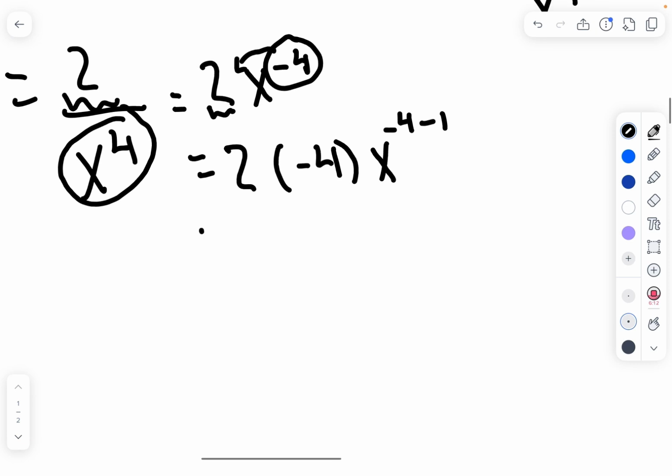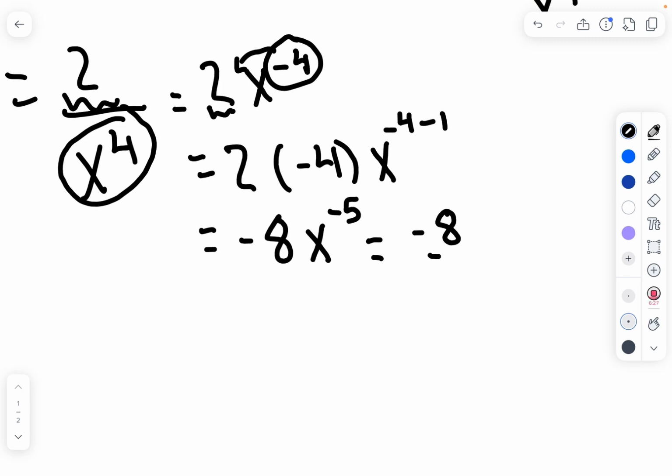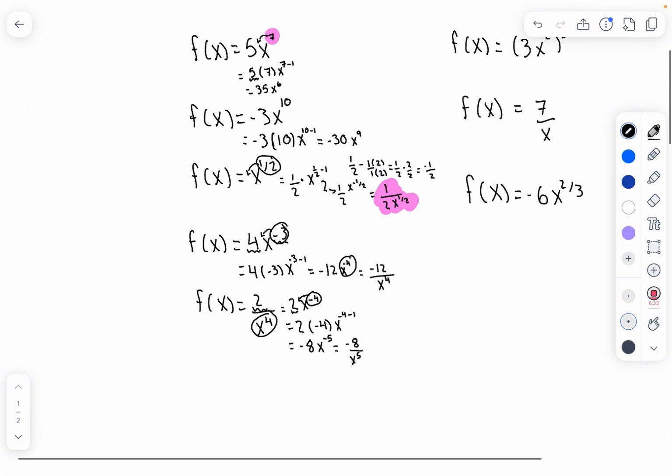Okay, let's simplify that a little bit. So 2 times negative 4 is negative 8, times x to the power of negative 4 minus 1, which is negative 5. And then we'll rewrite this using positive exponents. Negative 8 over x to the power of 5. Okay, not too bad, I wouldn't say.